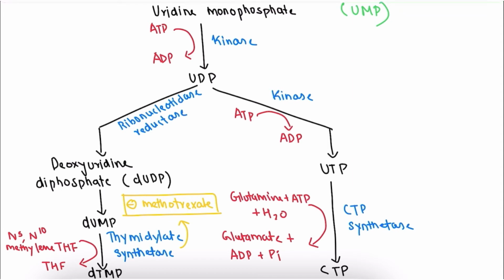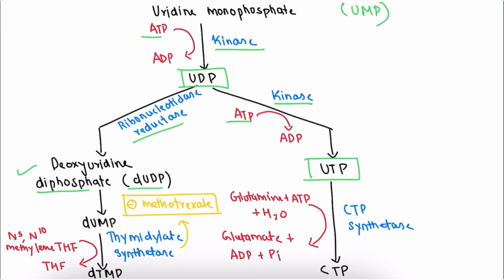This uridine monophosphate in presence of enzyme kinase and ATP, which is going to give us one phosphate, gets converted into UDP, and this UDP again in presence of enzyme kinase and ATP gets converted into UTP. This UDP also gets converted into deoxyuridine diphosphate, that is dUDP, in presence of enzyme ribonucleotide reductase. If you are not able to memorize the enzymes, it is more than enough to write the end products in the prof exam. There is no need to memorize the enzymes if you are not able to recall them in the exams.